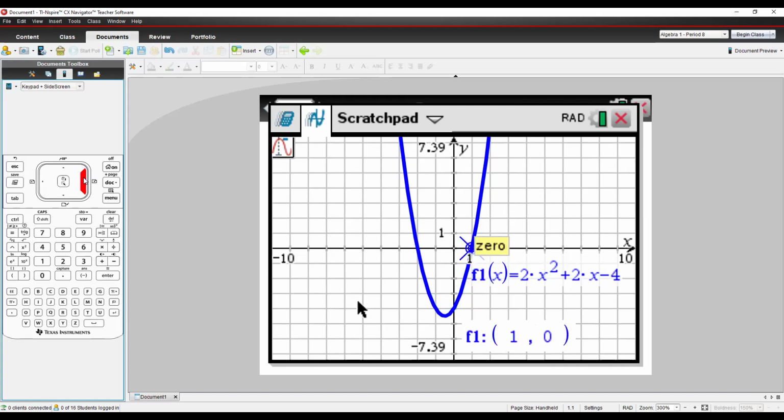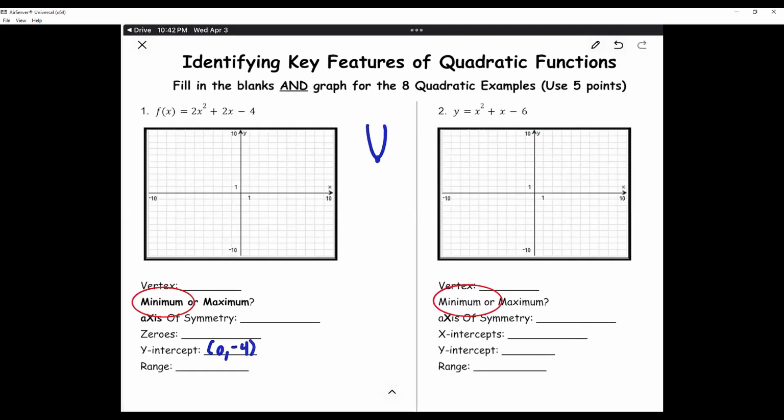So one of my zeros is going to be (1, 0). And the other one looks like it's (-2, 0). So I can go to my paper and I can say (-2, 0), and (1, 0). Okay. So got the 2 zeros.